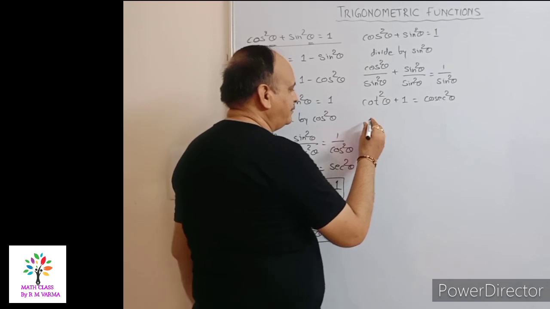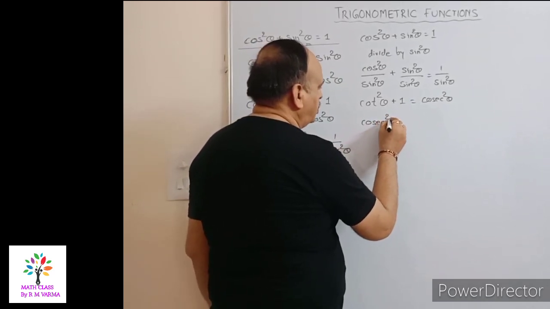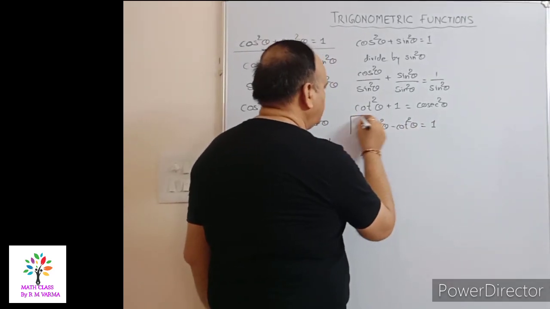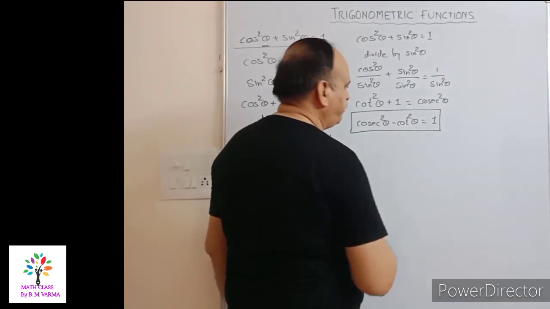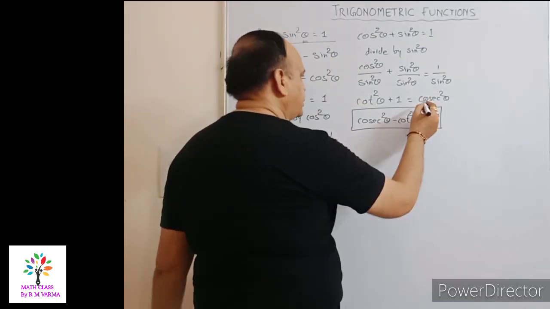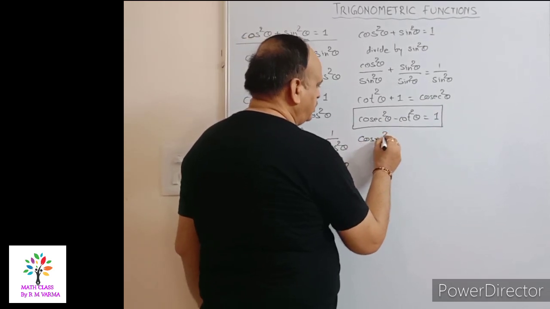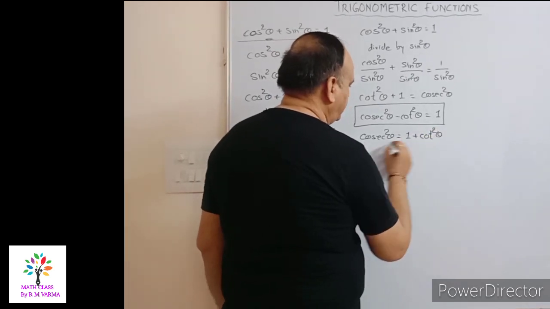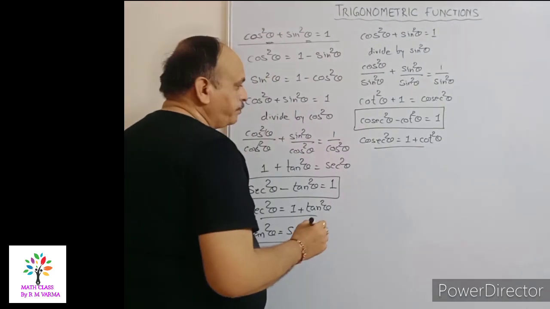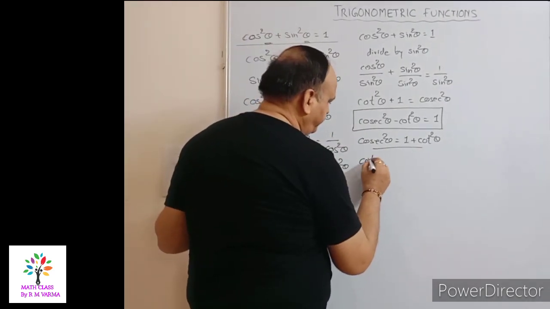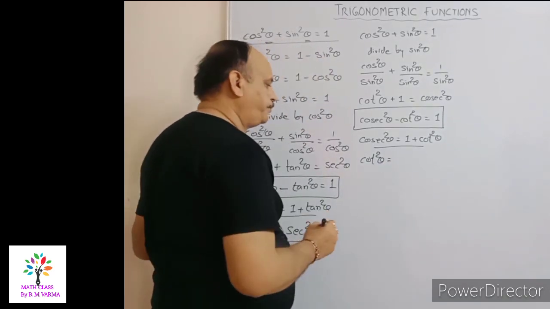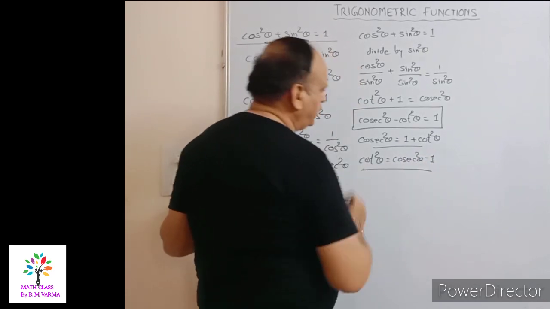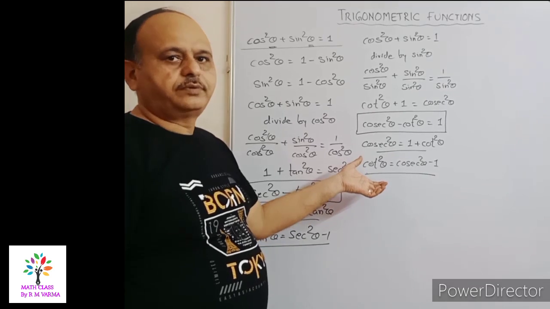Rearranging it, I will get cosec square theta minus cot square theta equals to 1. So you get an identity. Now I rearrange it. Cosec square theta, I take cot on the other side, so it becomes 1 plus cot square theta, an identity. Then I write down cot square theta. Cot square theta equals to cosec square theta minus 1. So you have another set of identities.